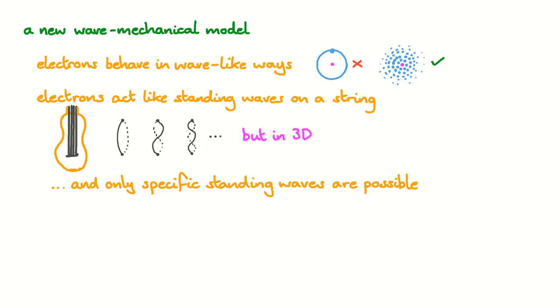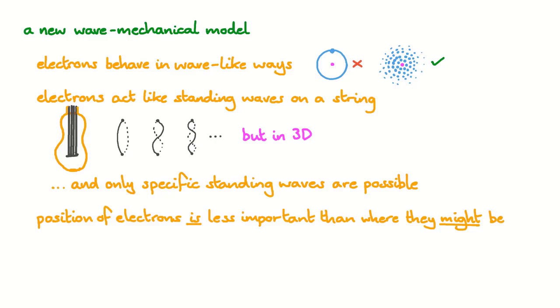Just like with a guitar string, only specific electron waves are allowed. And one of the most crucial features to come out of the mathematics and the descriptions is that we don't think so much about the position of an electron, but where it might be. We then do averages to understand the behavior of the electron.